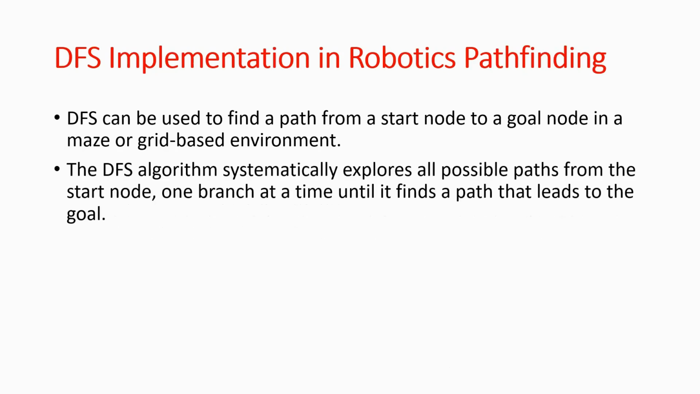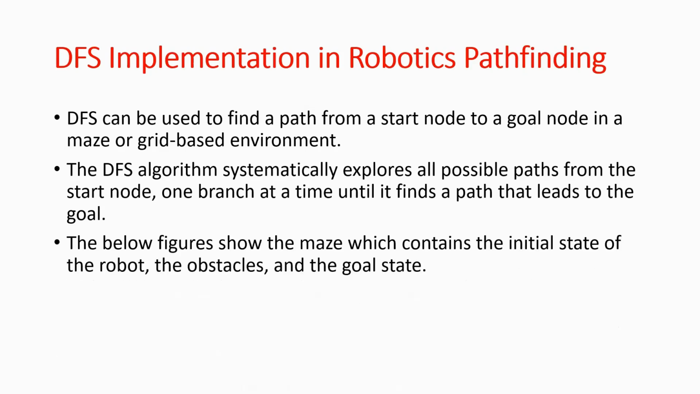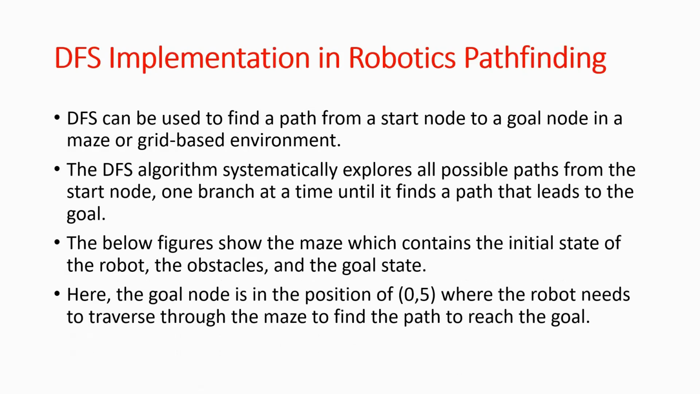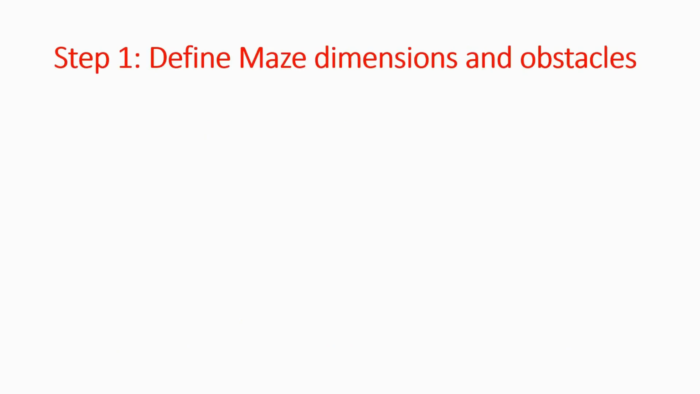The DFS algorithm systematically explores all the possible paths from the start node, one branch at a time, until it finds a path that leads to the goal, right? So it systematically explores all the possible paths from the starting node to the end node. The below figure shows the maze, which contains the initial state of the robot, the obstacles and the goal state, right? So I will show the image too. Here the goal node is at the position 0 comma 5, where the robot needs to travel through the maze to find the path to reach the goal. So I show the picture of the maze.